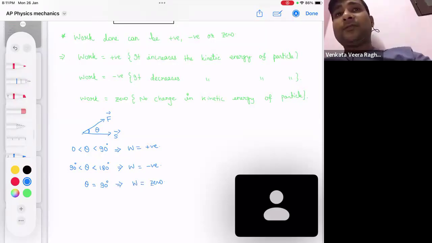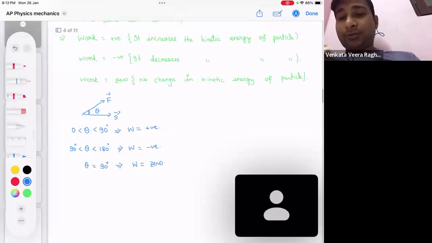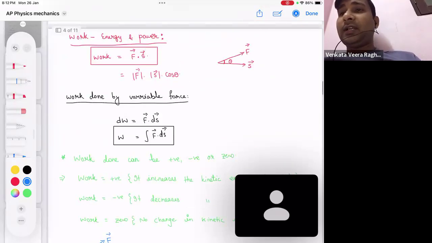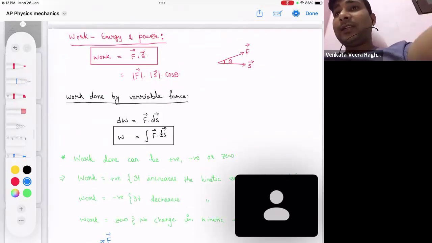Understood? So work done by a force can be positive, can be negative, or it can be zero, depending on what? Depending on how the force is acting and what is the direction of displacement due to the application of the force. So please tell me, do you understand what is the meaning of work done? How do we calculate the work done?